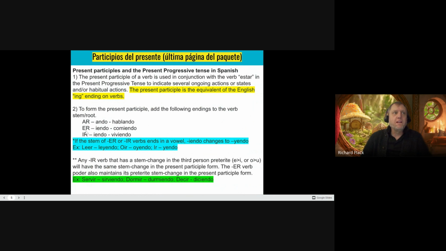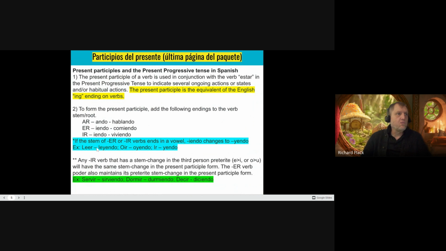If we're working with an ER verb, we're going to take off our ER and add back iendo. So for example, the verb comer, to eat, I take off my ER, that leaves me COM, and my ending iendo, put it all together, and we get comiendo, eating. IR verbs use the same ending, iendo. So for example, vivir, to live. If I take off my IR, my stem is viv. I add iendo, and I get viviendo, living.